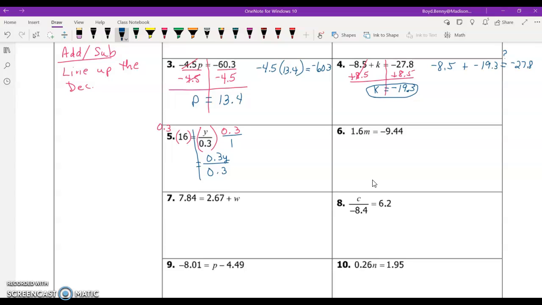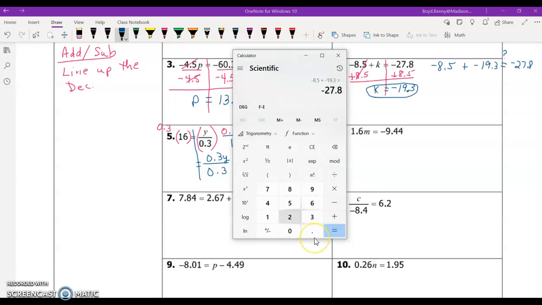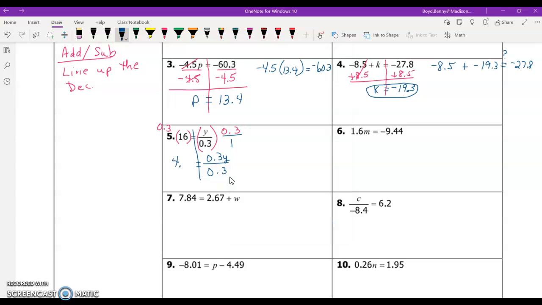On the left side, I would multiply 0.3 times 16. 0.3 times 16 equals 4.8. Okay, now to finish this up, 0.3 divided by 0.3, that's 1. And 1 times y is just y, equals 4.8.